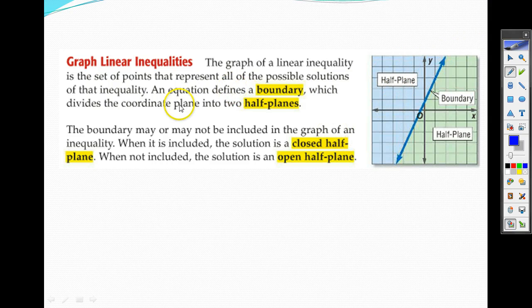So let's see here. An equation defines a boundary which divides the coordinate plane into two half planes. You see here, this is the equation that they have, and it divides the plane into two half planes, and this upper portion is what they're shading. The boundary may or may not be included in the graph of an inequality. When it is included, the solution is a closed half plane. When not included, the solution is an open half plane.